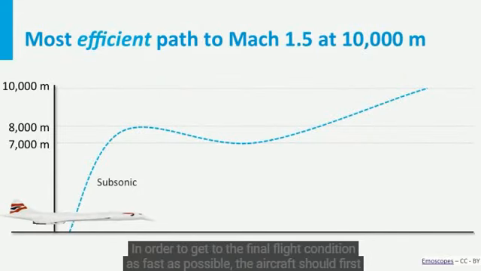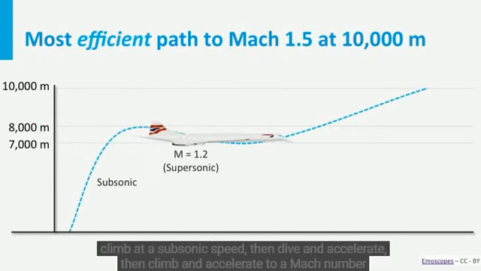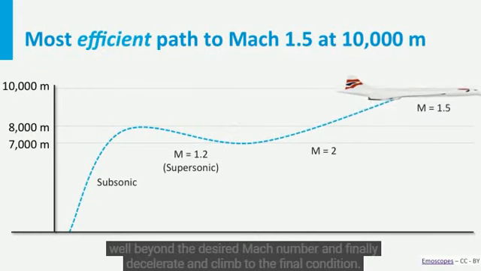In order to get to the final flight condition as fast as possible, the aircraft should first climb at a subsonic speed, then dive and accelerate, then climb and accelerate to a Mach number well beyond the desired Mach number, and finally decelerate and climb to the final condition.